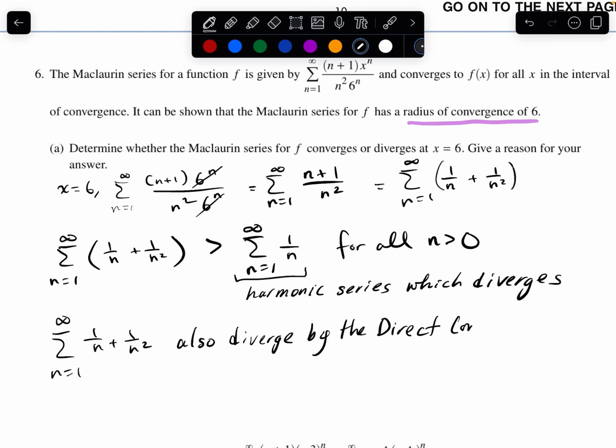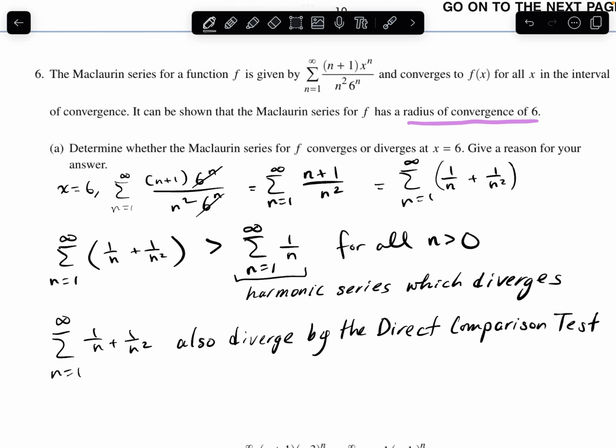And that is the name of the test that allows us to compare one series to another series and say, since this series is always going to be greater than this series over here, and this series is growing without bound, meaning it will never be able to have a finite value for its sum, therefore this series must also diverge. If the smaller series diverges, then the larger series also must diverge because it's always going to be greater than that, okay? All right, so there is part A.